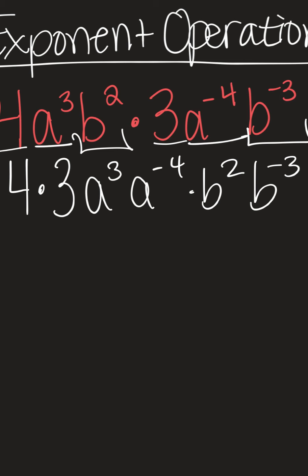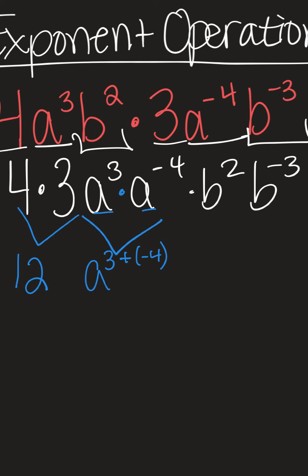I'm going to continue to simplify now that I've regrouped things. 4 times 3 gives me 12. A cubed times a to the negative fourth means I'm going to take a to the third plus negative 4. Because they are being multiplied as bases, I can add the exponents. And finally, I'm going to take b to the 2 plus negative 3.